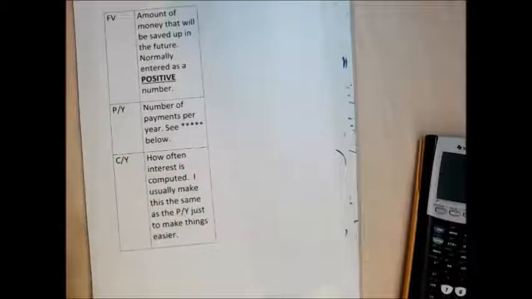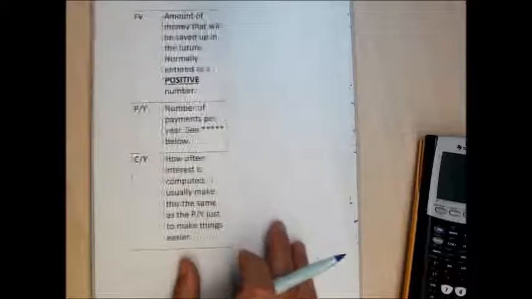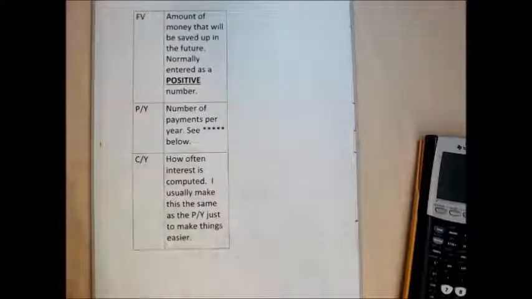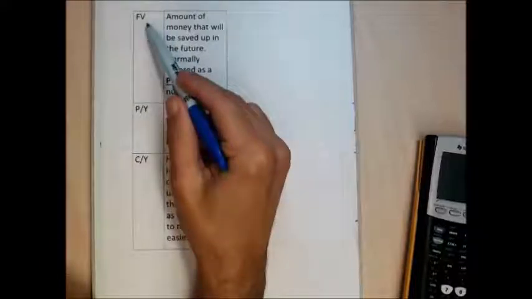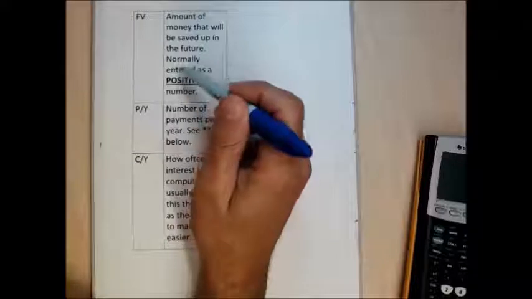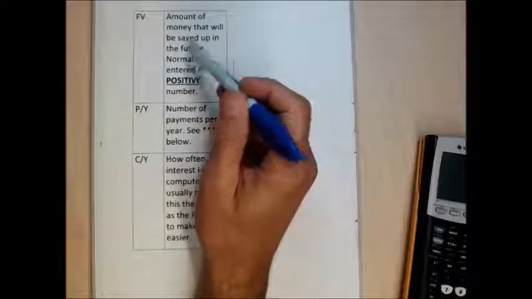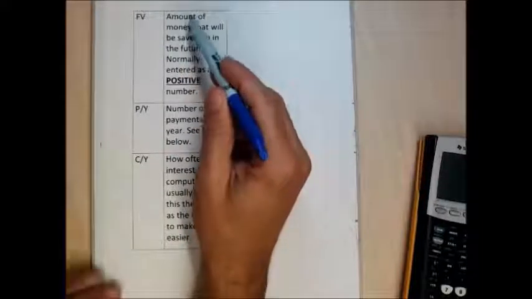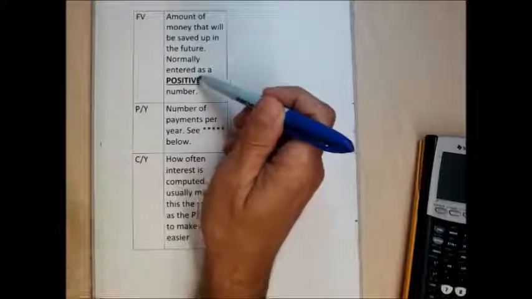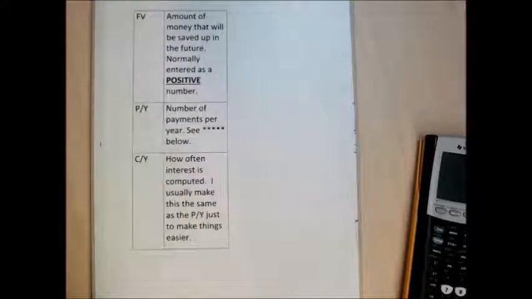In the car problems, the FV, the future value, was always 0 because I always wanted to have my car paid off in the future. I don't generally want my FV to be 0. My FV is the future value. That's generally the amount of money I want to have saved up when I retire, and when I'm planning for retirement. And that's usually entered as a positive value if I have to enter that value.